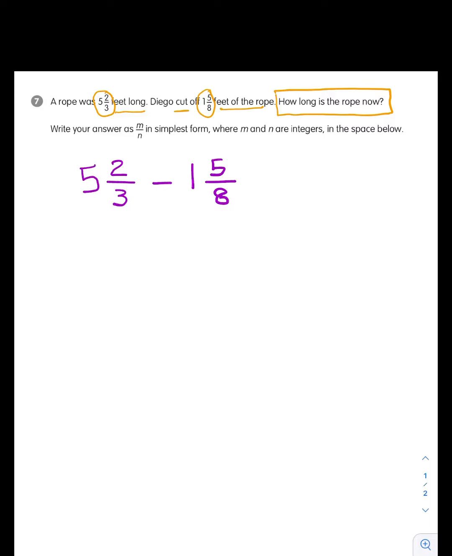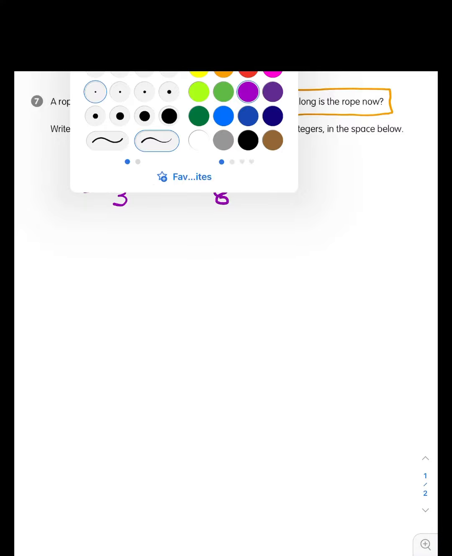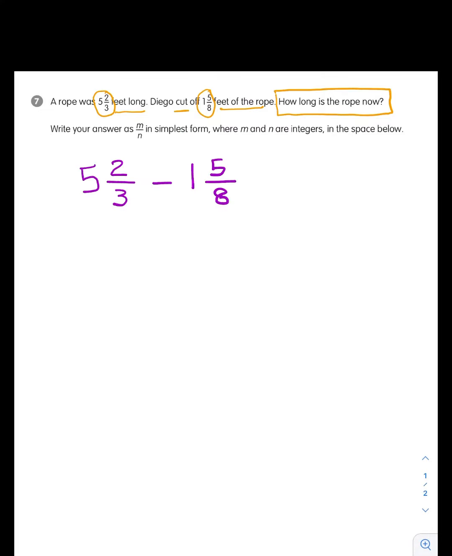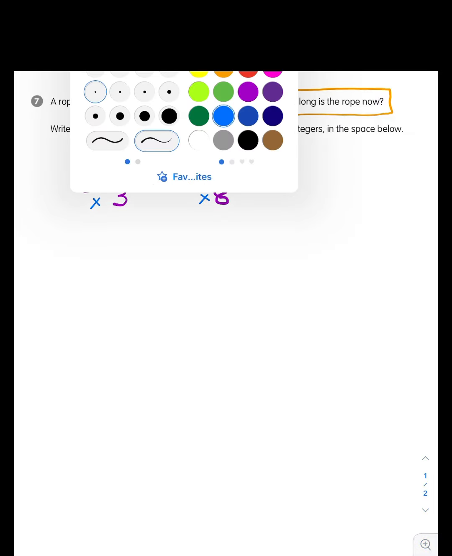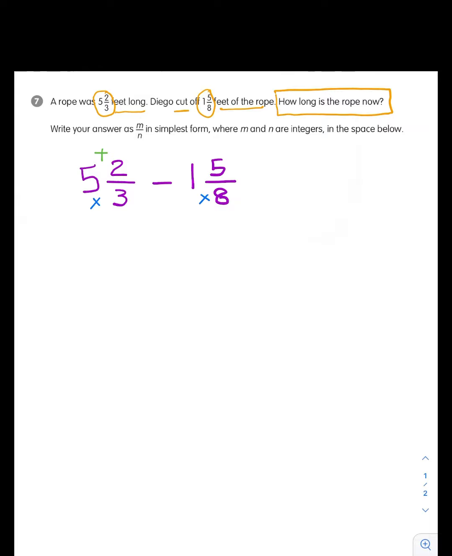Now, Dr. K always says, always try to change mixed numbers into improper fractions. And remember how we do that? We multiply the denominator by the whole number, and then we add the numerator. So let's do that. Let's see what we get here. Okay, 3 times 5, 15. 15 plus 2, so that is 17, right? Over 3. Do you agree with me that that's 17 over 3?